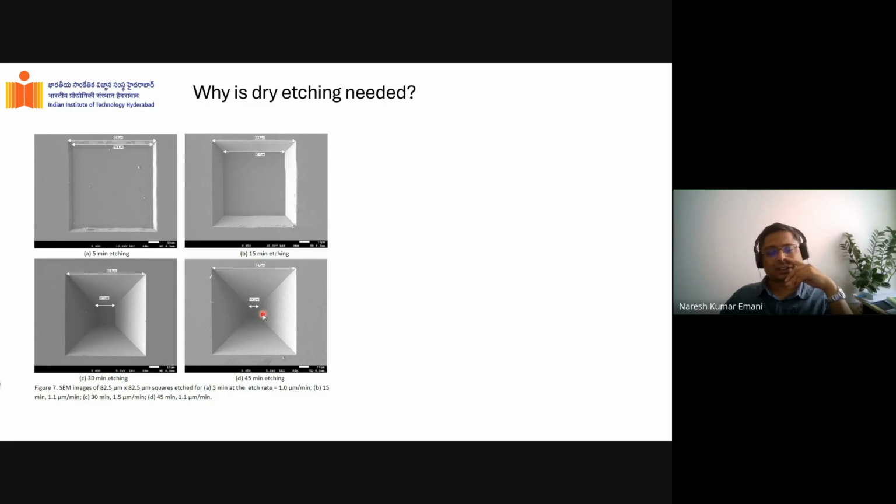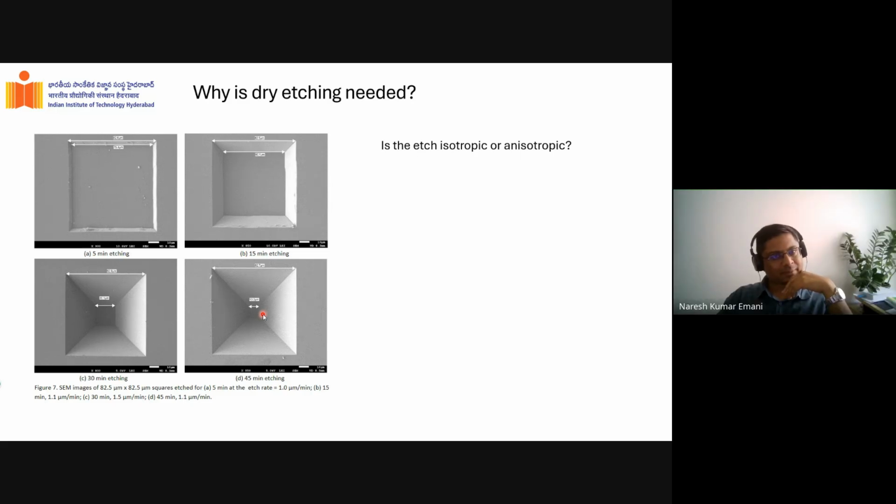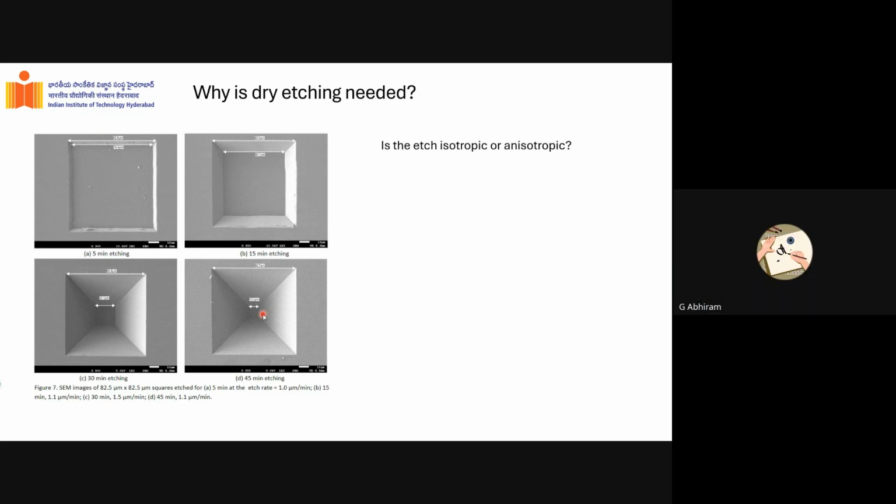So why do we need what is called dry etching? And what is dry etching? Any ideas? The use of gas phase etchants instead of liquid etchants. Good, Abhinam. So why do we need gas phase etchants? I think the gas phase etchants' diffusion is better.